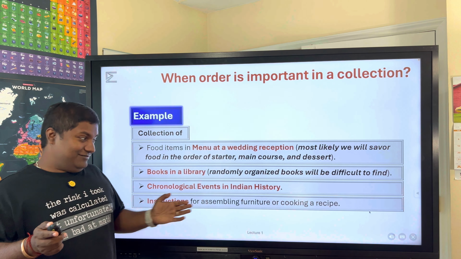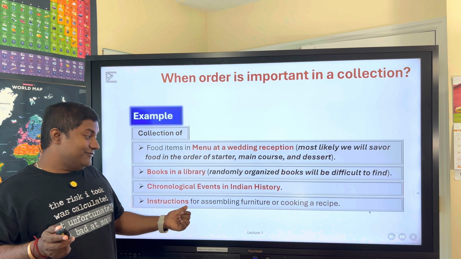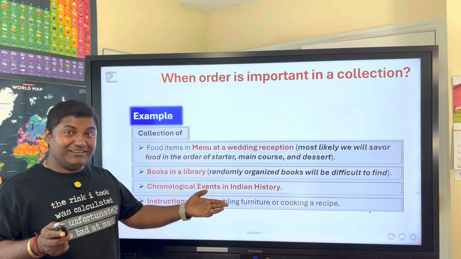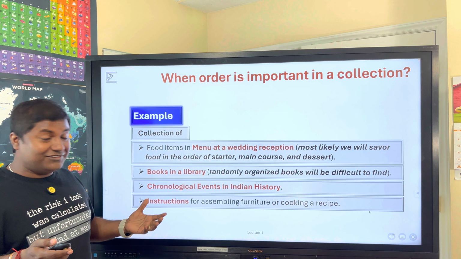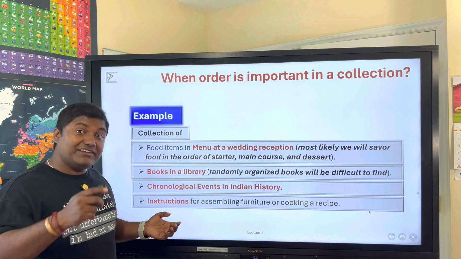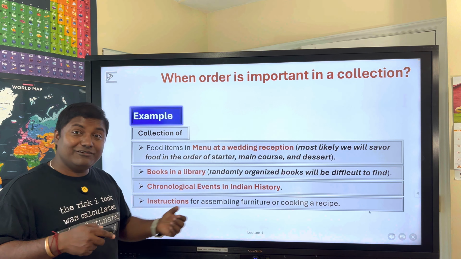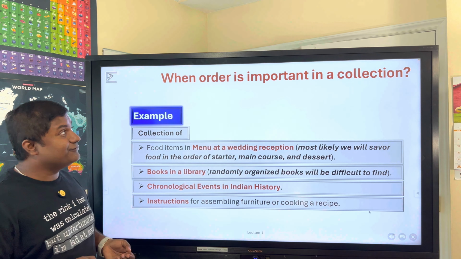So instructions for assembling furniture or cooking a recipe could be called a collection, right? A collection of those steps for doing a particular job, and here the order is very important.